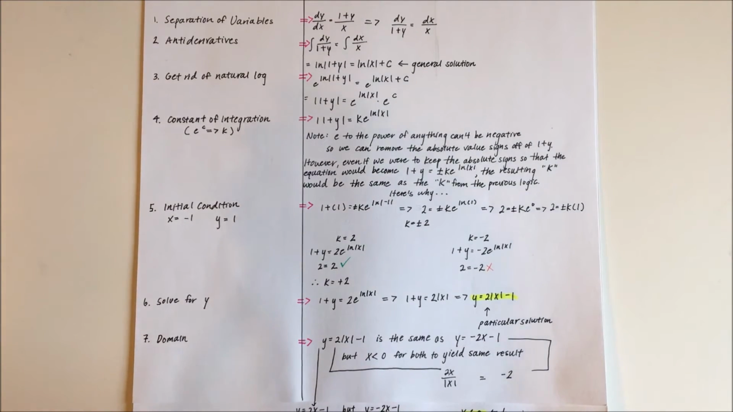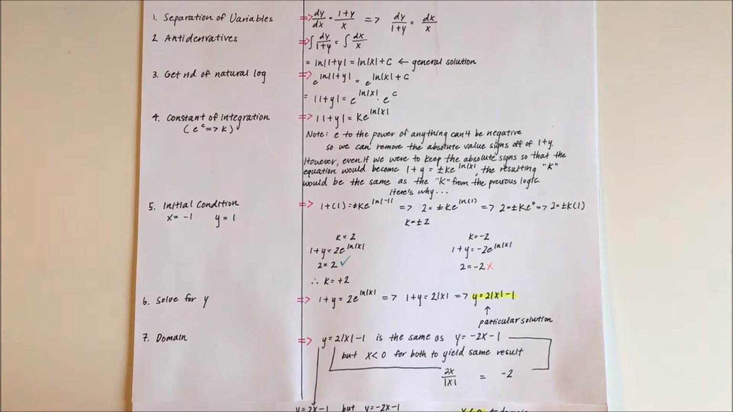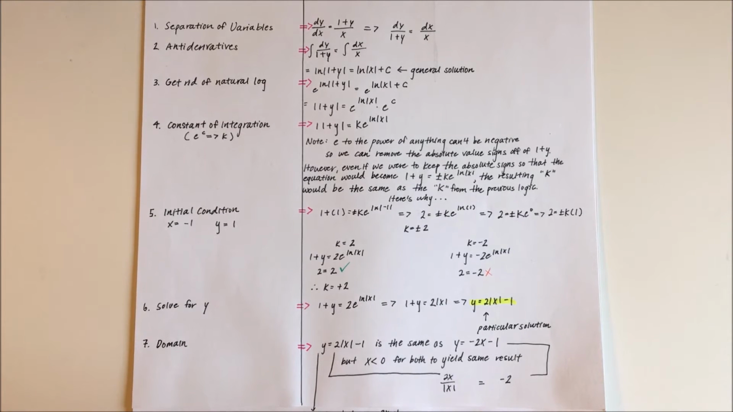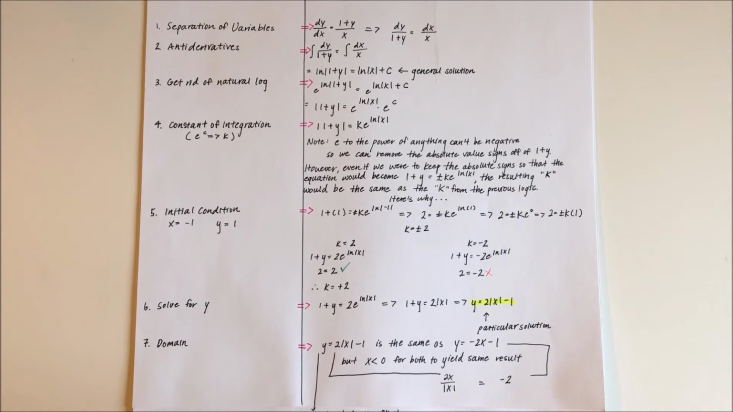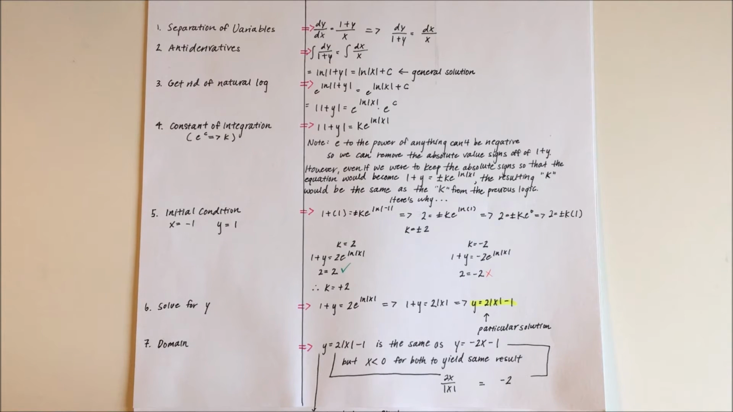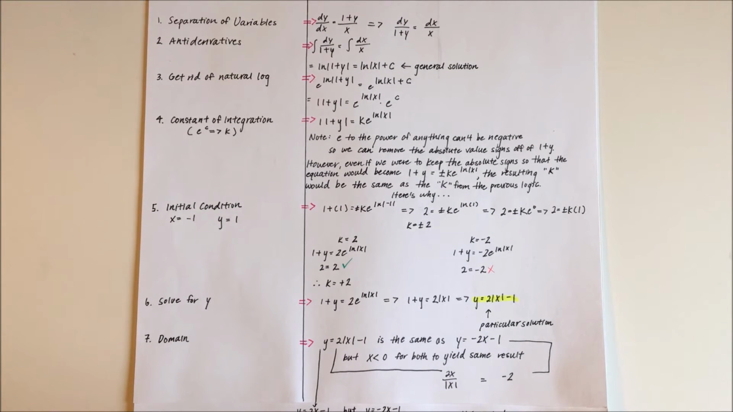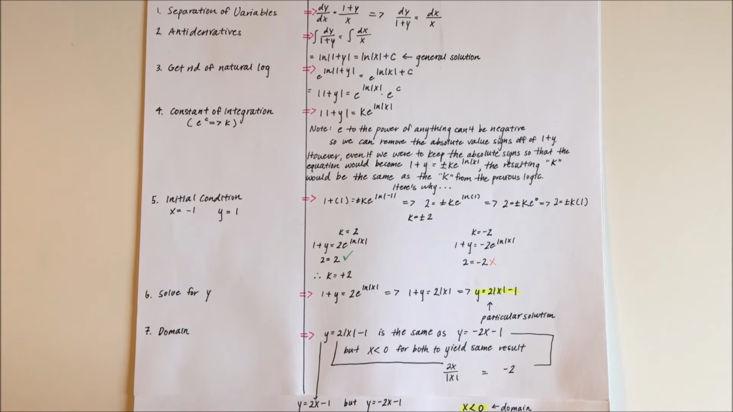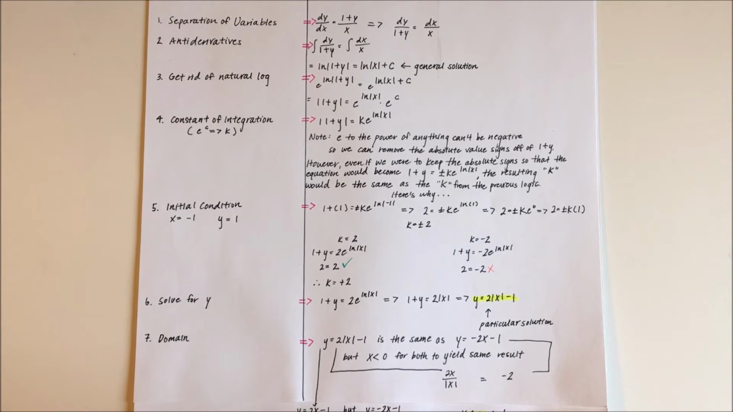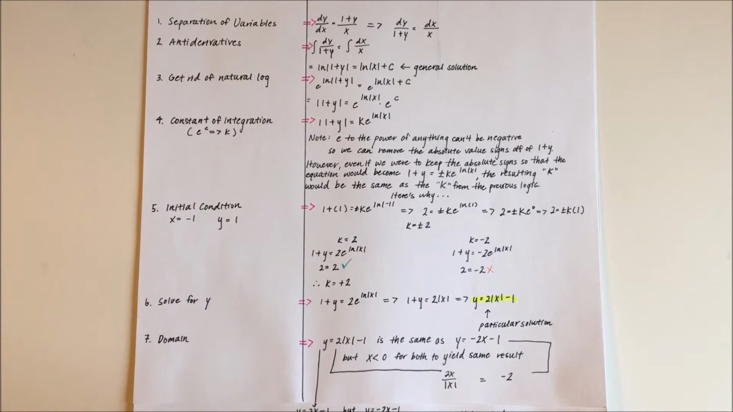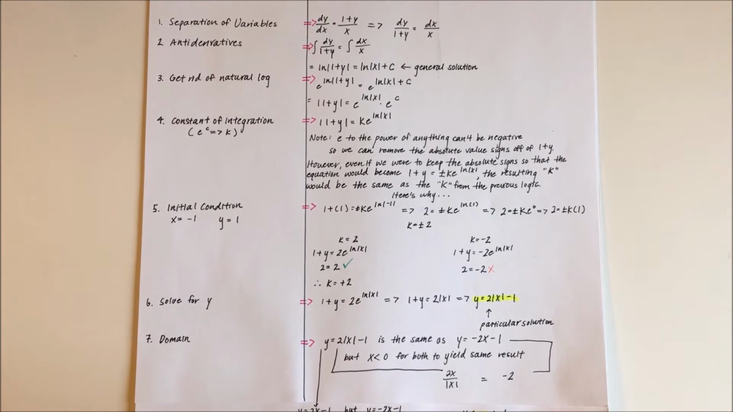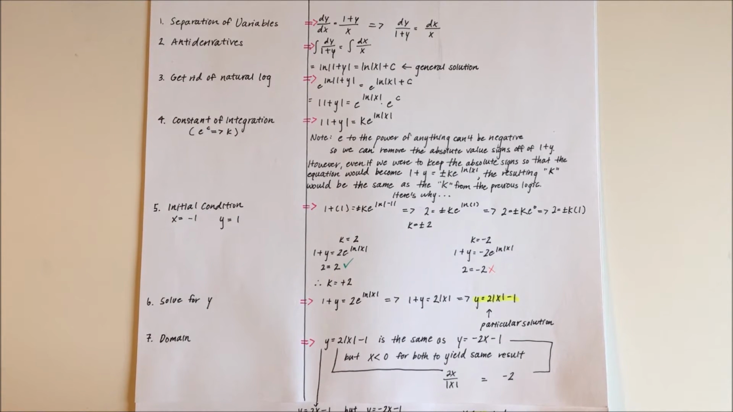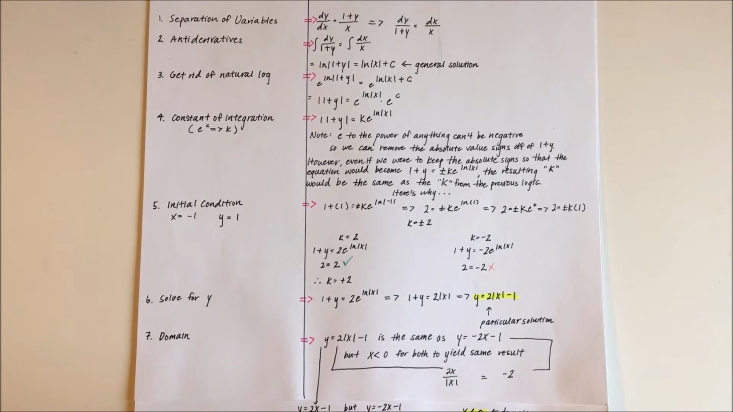The next step is to get rid of the natural log. Getting rid of the natural log allows us to solve for y a lot easier. To get rid of the natural log, we take e to the power of both sides. So e to the power of ln of the absolute value of 1 plus y is equal to e to the power of ln of the absolute value of x plus c. To simplify, this results in the absolute value of 1 plus y is equal to e to the power of ln of the absolute value of x times e to the c.